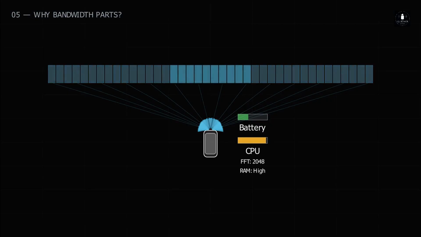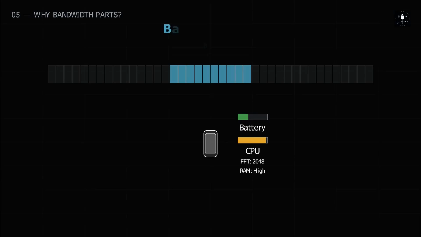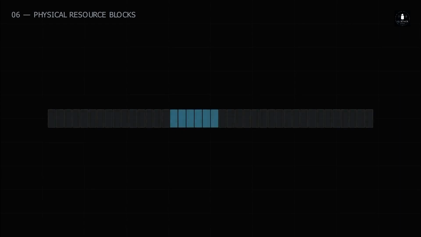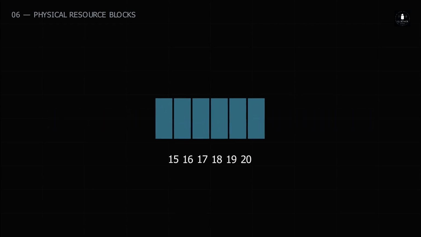So, instead of asking the UE to process the entire bandwidth, the network activates only the part it currently needs. The UE now processes only part of the bandwidth, which is called the bandwidth part. The entire carrier bandwidth still has common resource block numbering. Suppose this is the active bandwidth part.